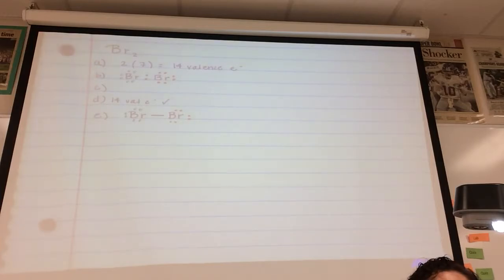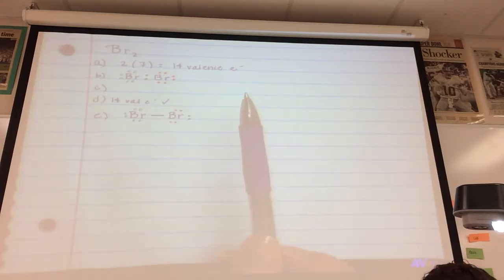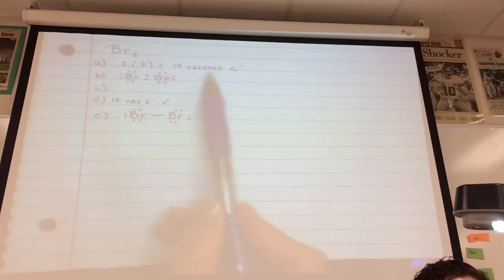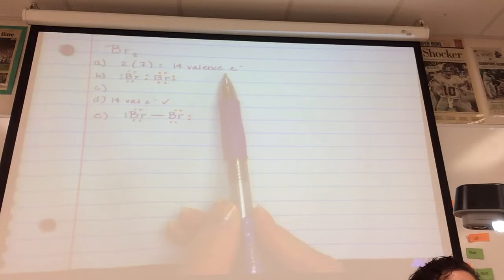Questions on the first? If you follow these steps, you'll be highly successful. Now, as we draw a few and you have a better comfort level, I'm going to show you how to skip a few steps, but there's one step you never skip, and that's the number of valence electrons. Otherwise, you're going to leave out some lone pairs and your structure will be wrong.